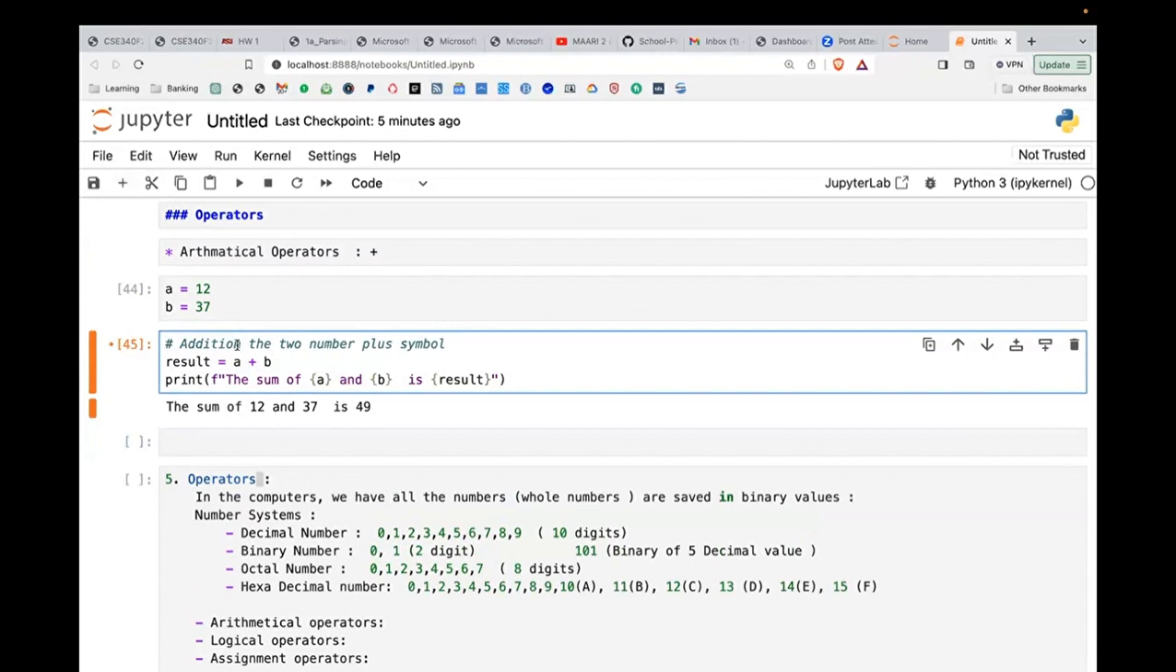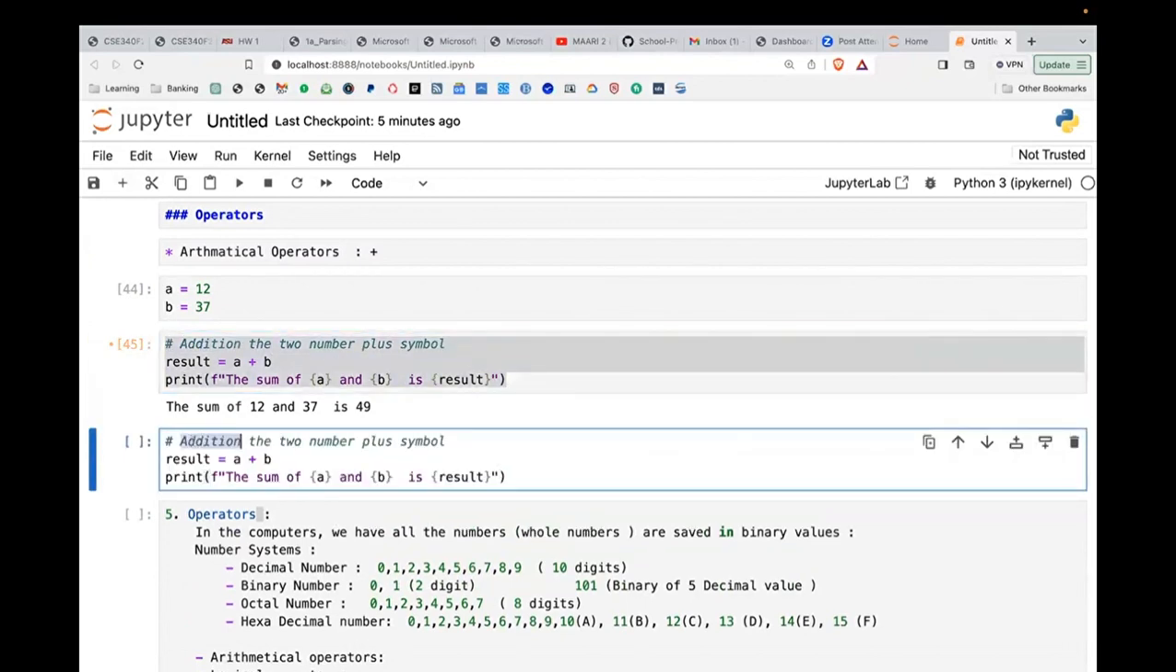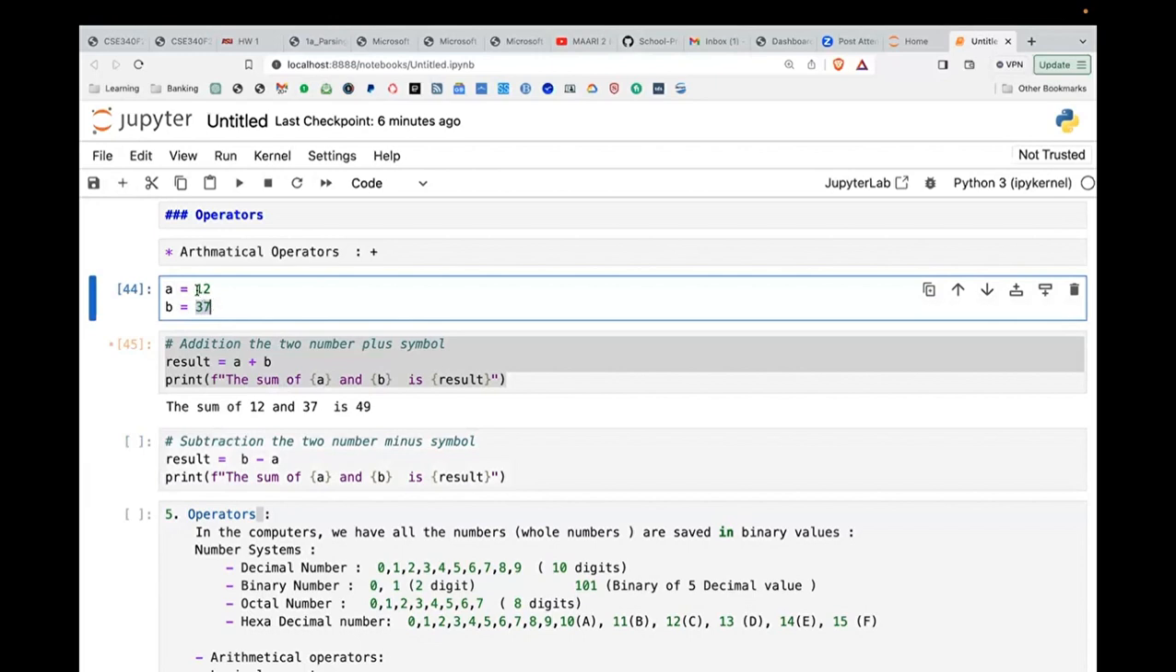Okay. Now I'm going to do the subtract symbol. Subtraction of two values, which will be the symbol we call minus. A minus B. I will just do B minus A because A is quite big, otherwise I will get a negative value by default. B minus A, B is 37. If you subtract this, you will get 25.